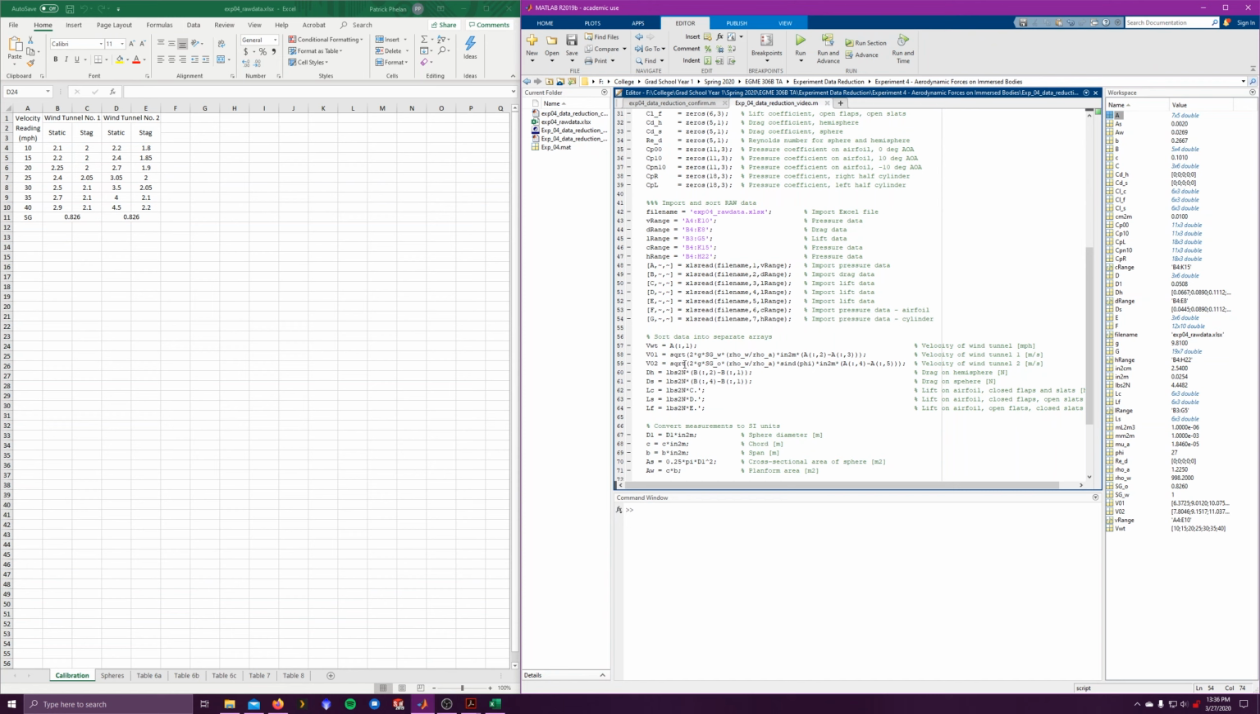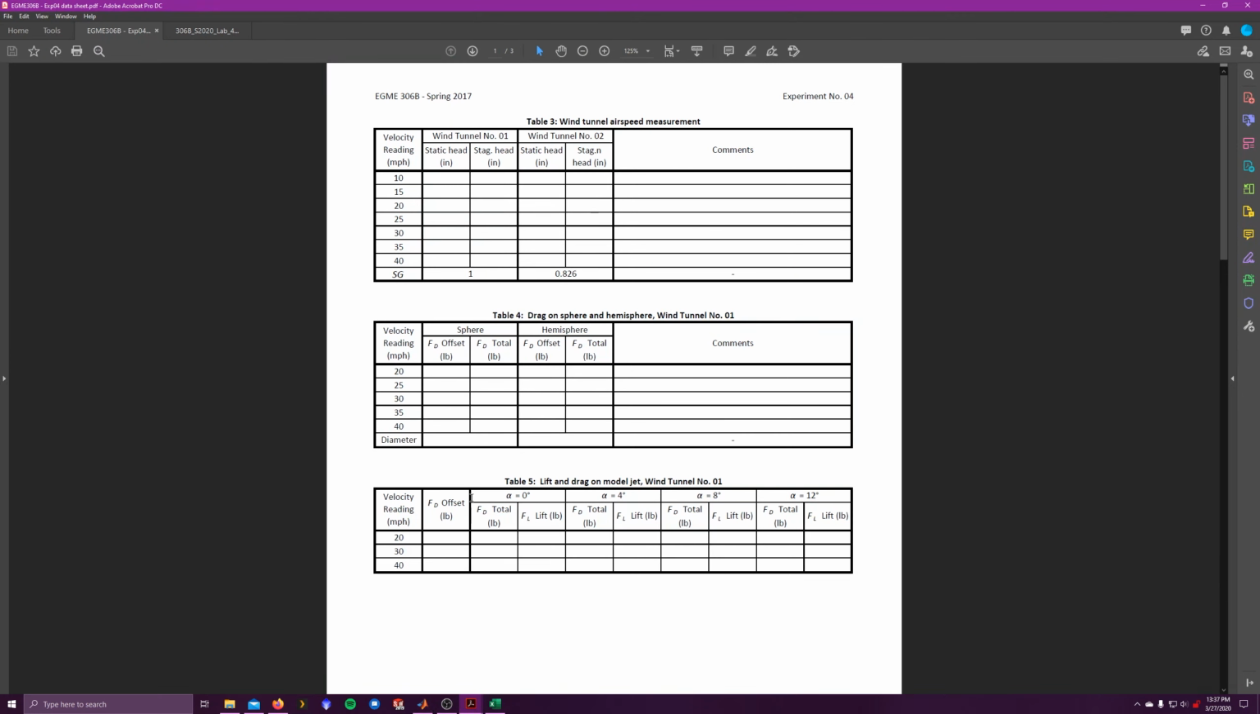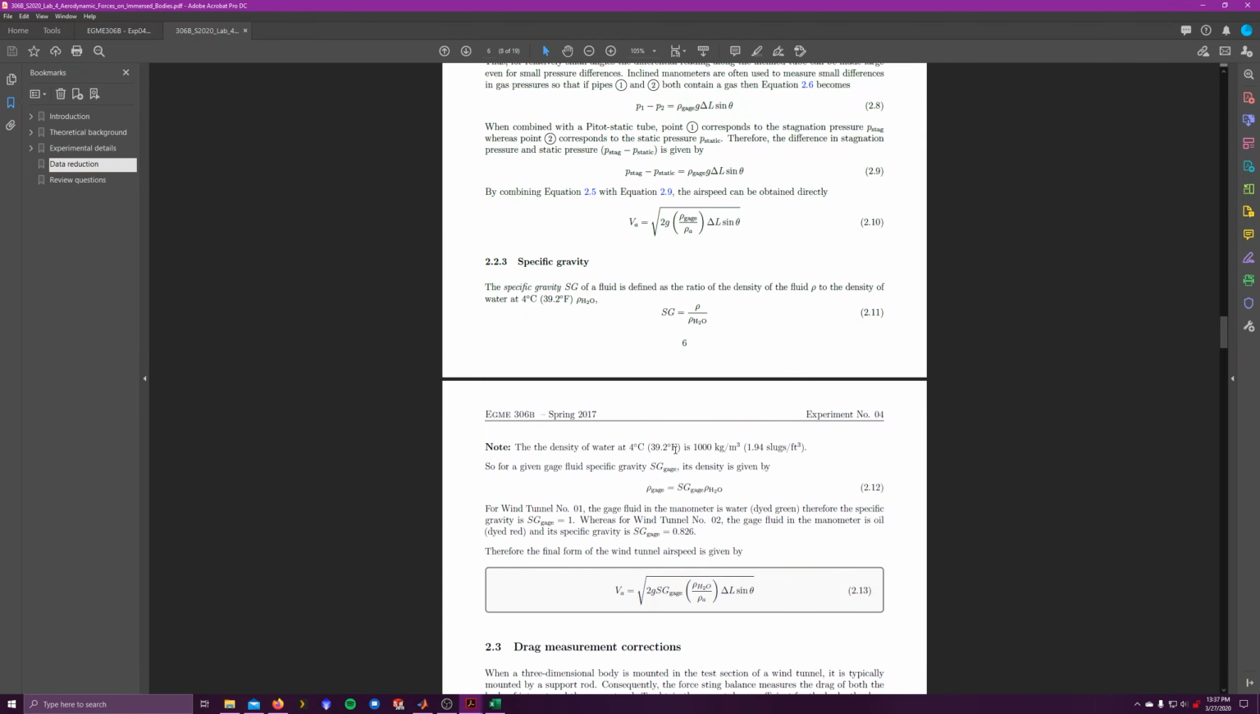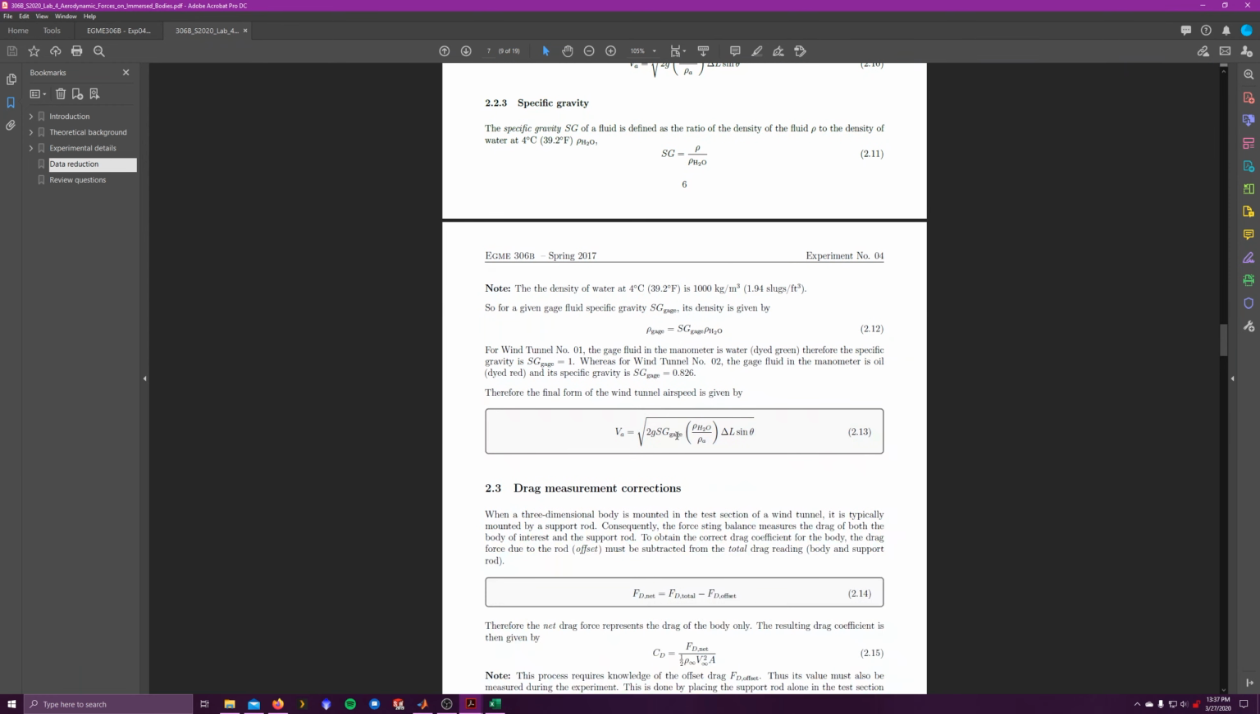Okay, the next thing I've done is I've calculated the velocity for each wind tunnel in meters per second. So if you look at the code here, it's a bit different. So let's go to our handout that we had. For the first wind tunnel, we're using a gauge fluid of water. And for the second wind tunnel, we're using a gauge fluid of oil. Okay, so that's going to change our equations a bit once we solve for the velocity right here. So we need to use a gauge fluid of water for the first one, and then for the second, we're going to use a gauge fluid of oil.